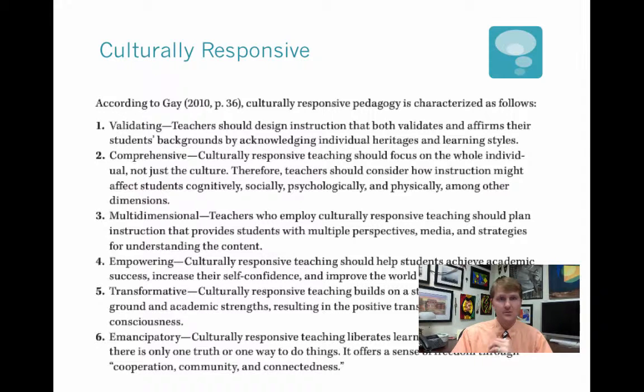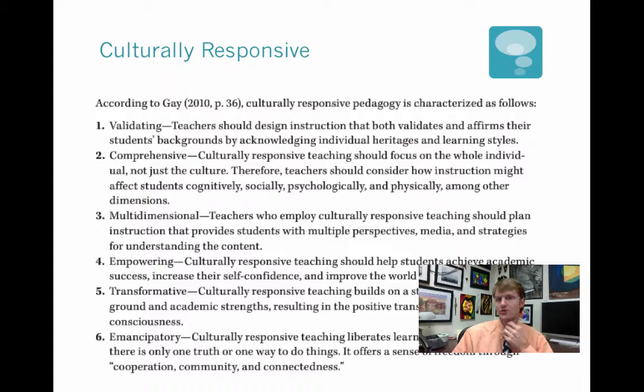And from the textbook you get this culturally responsive pedagogy and certain criteria, the 6 elements. It's validating, which affirms the students' backgrounds by acknowledging individual heritage and learning styles. It's comprehensive, culturally responsive teaching that focuses on the whole individual, not just the culture. Teachers should consider how instruction might affect students cognitively, socially, psychologically, physically, among other dimensions.